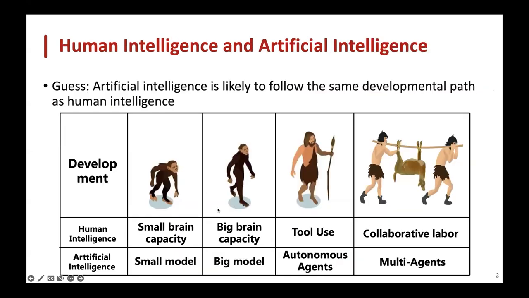So we want to explore a thought-provoking hypothesis: artificial intelligence may mirror the development trajectory of human intelligence. These ideas suggest that as AI evolves, it could potentially replicate the stages and patterns seen in the growth of human intelligence, from small models, big models, to autonomous agents and multi-agents. So let's discuss what it might mean for the future of AI, as we look at both the similarities and the unique challenges AI faces compared to human intelligence. In this part, we will focus on tool learning and autonomous agents.